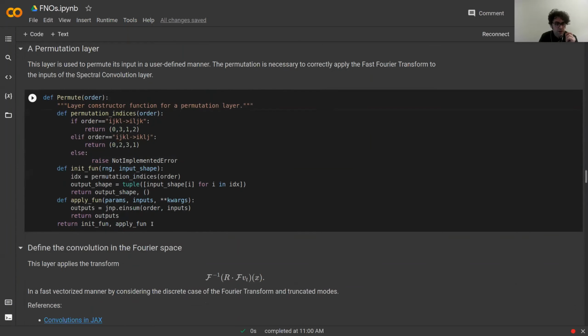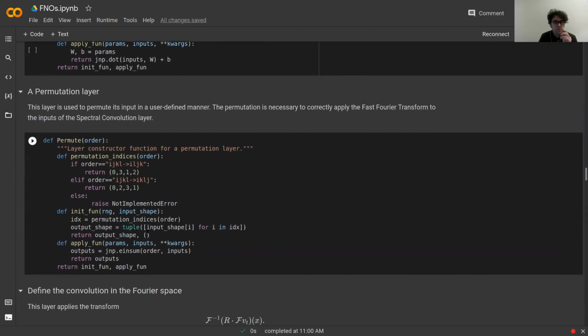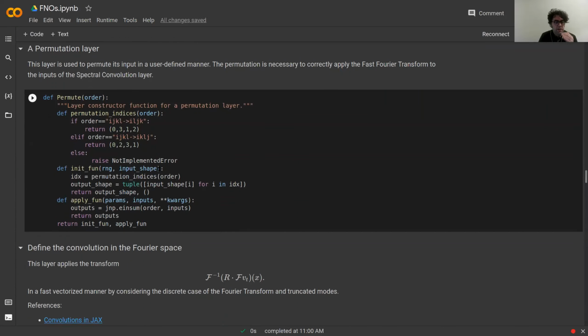The second thing that we need is a permutation layer. With the permutation layer, we permute the channel and the spatial dimensions, such that we can apply the fast Fourier transform to the spatial dimensions. And the permutation layer again will be built in a Stax pure kind of manner.